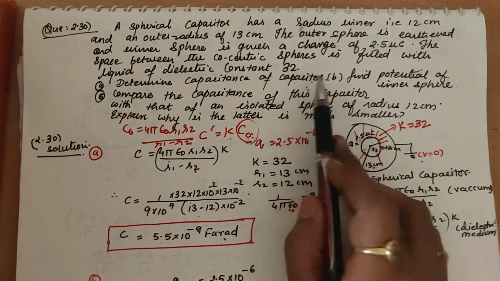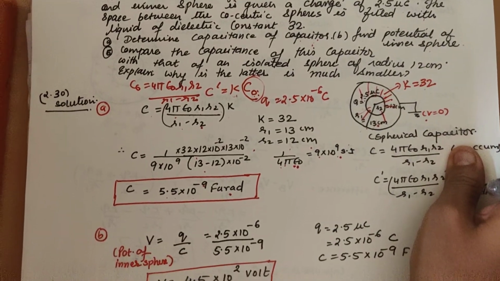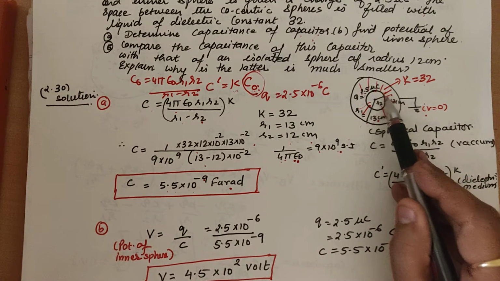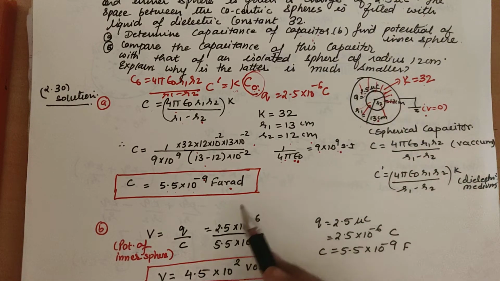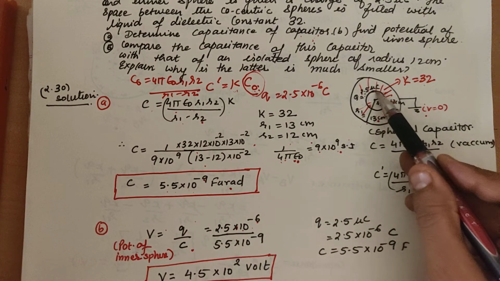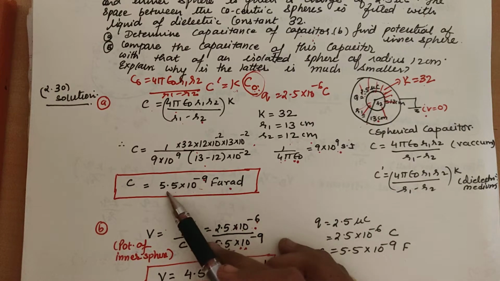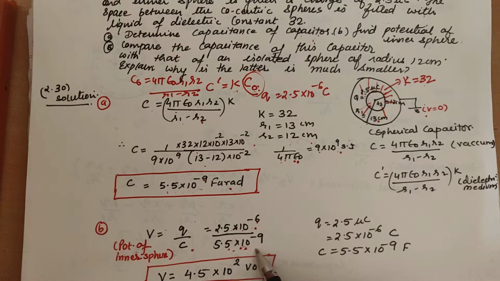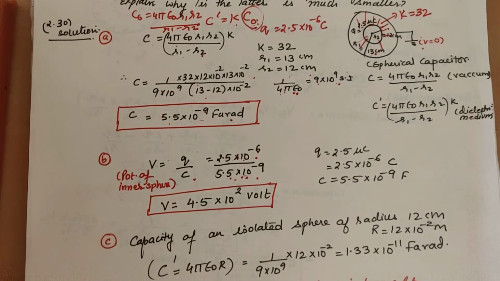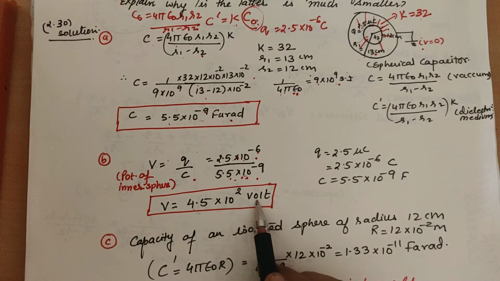Determine the capacitance. Now we need to find out the potential of the inner sphere. You know the outer sphere is earthed. So the potential of the inner sphere is Q by C. Q is already given to us, that is 2.5 into 10 raised to minus 6. The charge on this sphere is 2.5 microcoulomb. And what is the capacity of the capacitor? 5.5 into 10 raised to minus 9. So only the calculation part is required. Its calculation comes out to be 4.5 into 10 raised to 2 volt.